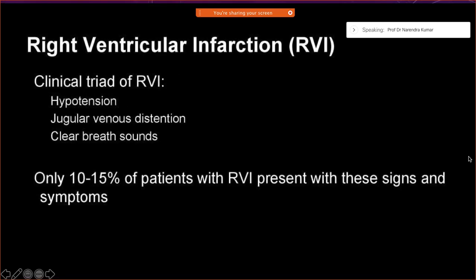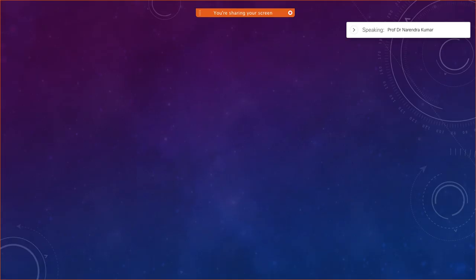You have to be able to classify what type of myocardial infarction it is as well. So as you can see over here, the RVMI is associated with a clinical triad of hypotension, jugular venous distension, and also clear breath sounds. In fact, yes, that is also true, although only 10 to 15% of the patients with RVMI present with these signs and symptoms. So that is why you have to be a bit extra careful about what needs to be done and how it needs to be taken care of as well, yeah?